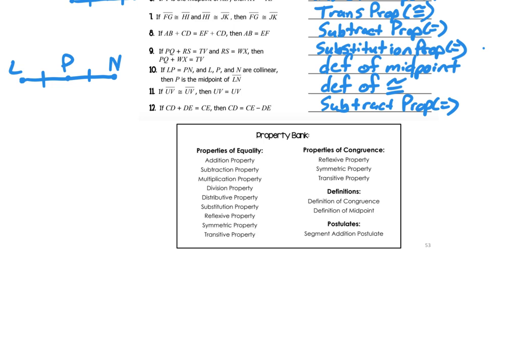All right. Let's look at the proof packet. We're going to do one together from this proof packet.